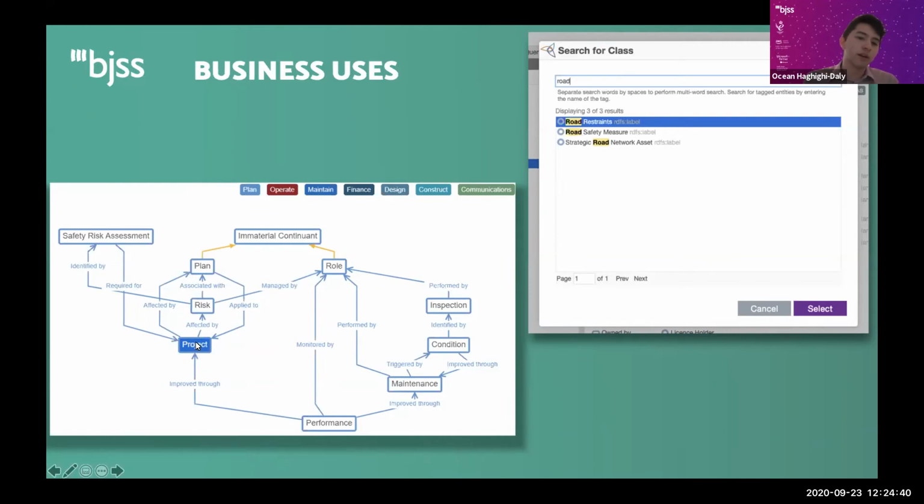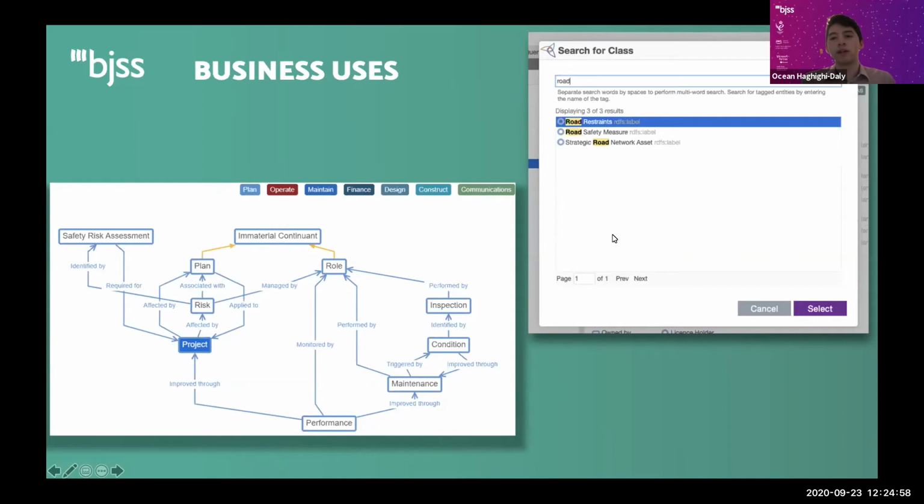But if you also click on one of these entities, at the top here, you get a list of all the different business areas that entity relates to. So you can potentially click on these and understand what other parts of the business your project might be affecting. On the right, we have a search feature.